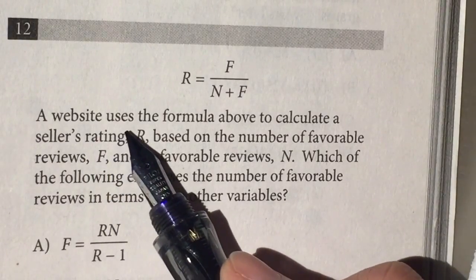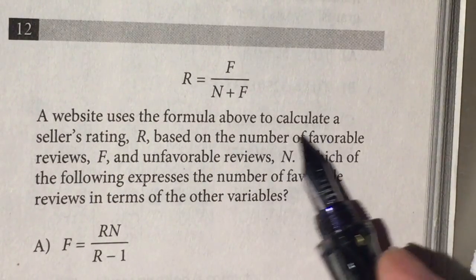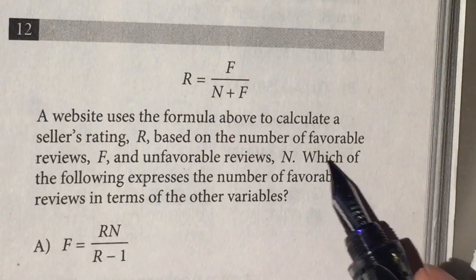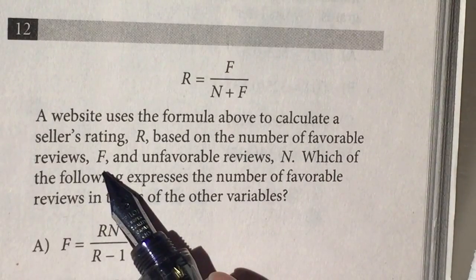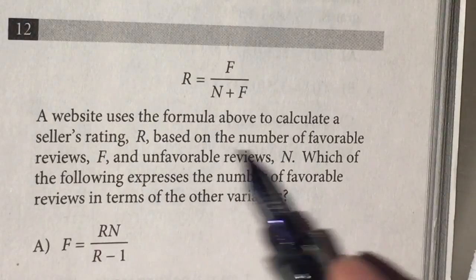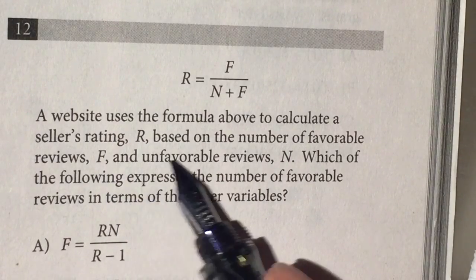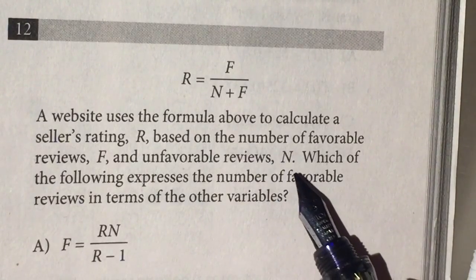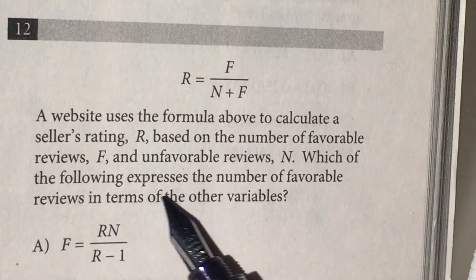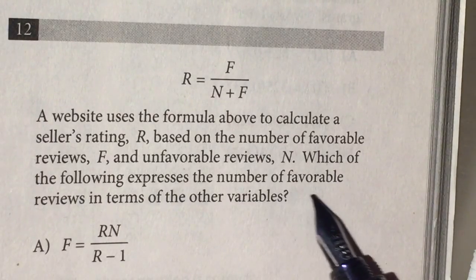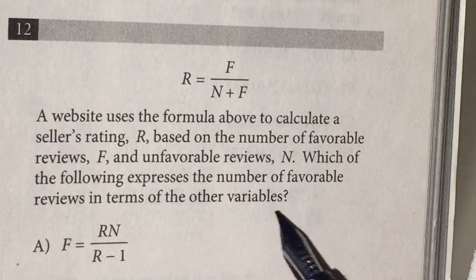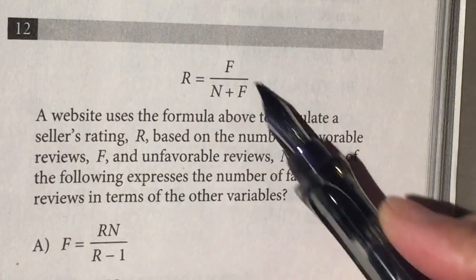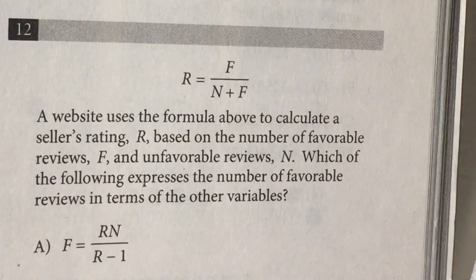A website uses the formula above to calculate a seller's rating, R, based on the number of favorable reviews, F, and unfavorable reviews, N. Which of the following expresses the number of favorable reviews in terms of the other variables? So you want to find F expressed by the others, R and N.